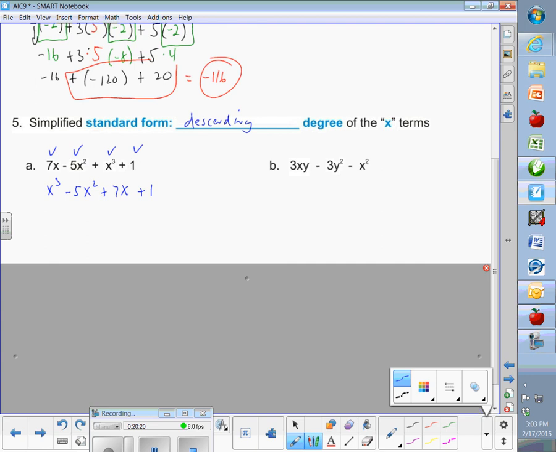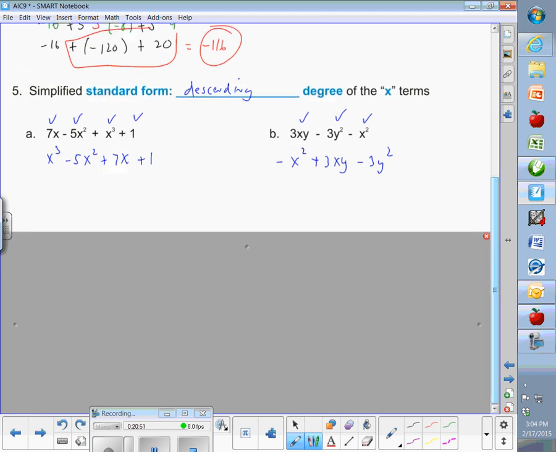Okay, look at the second one. So again, think of the x terms. I need my negative x squared in the front. What would come next? My positive 3xy, right? Positive 3xy. And then finally, my third term, negative 3y squared. Okay? That's a trinomial, and it is a second degree trinomial.